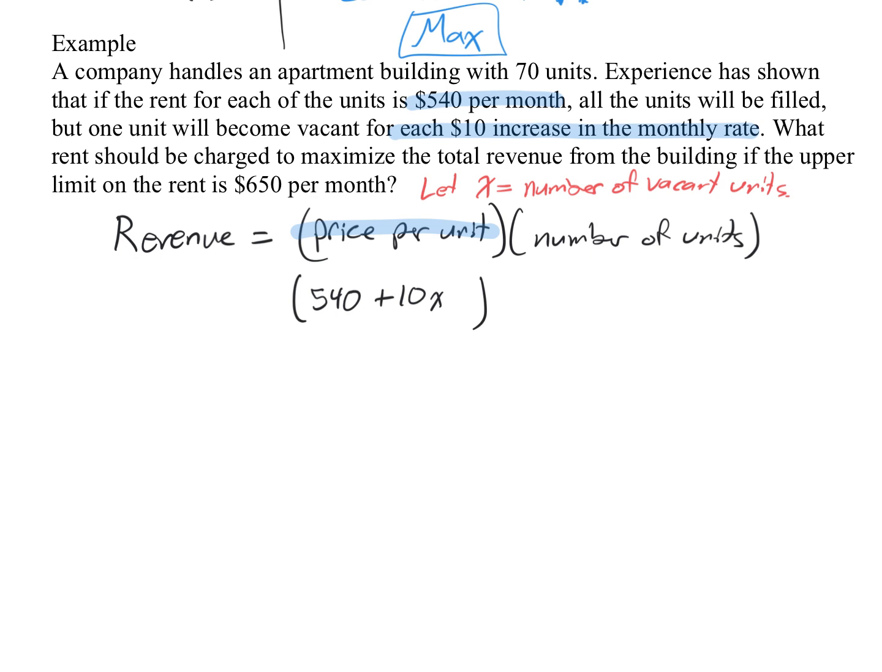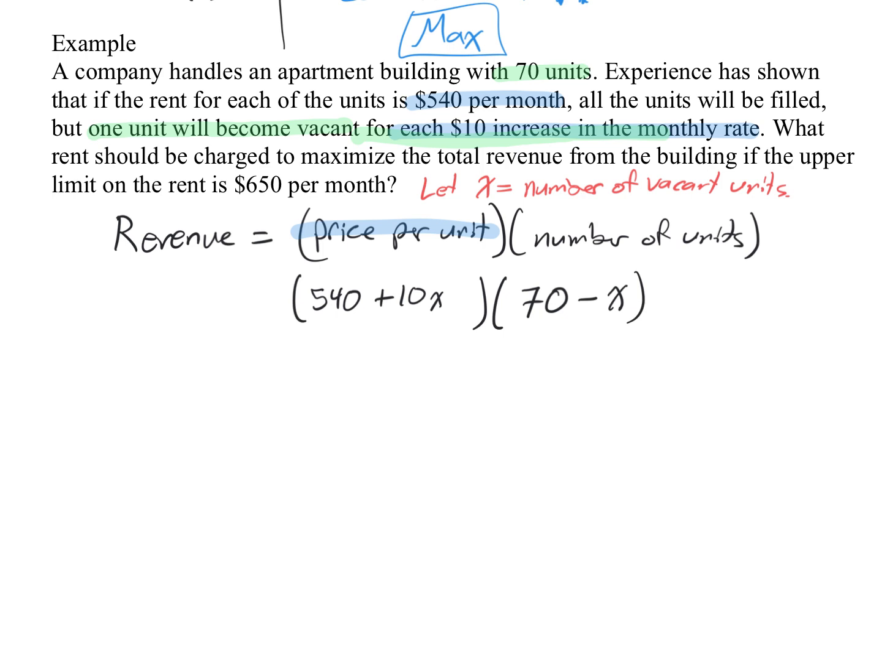Now that we have an expression that describes price, let's come up with an expression that describes the number of units. Let's highlight something that helps me think about the number of units. They told me there are 70 total units, so that's the starting value, but 1 unit might become vacant if I choose to increase the monthly rate. So what does that mean? How many units do I have? Well, I start out with 70, but I'm going to have to subtract off however many vacant units I end up having.